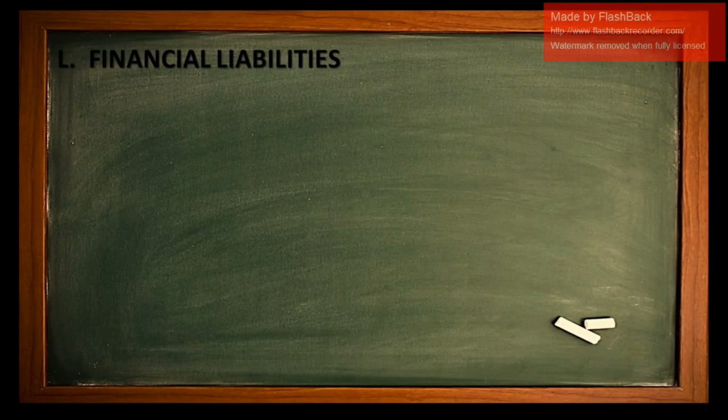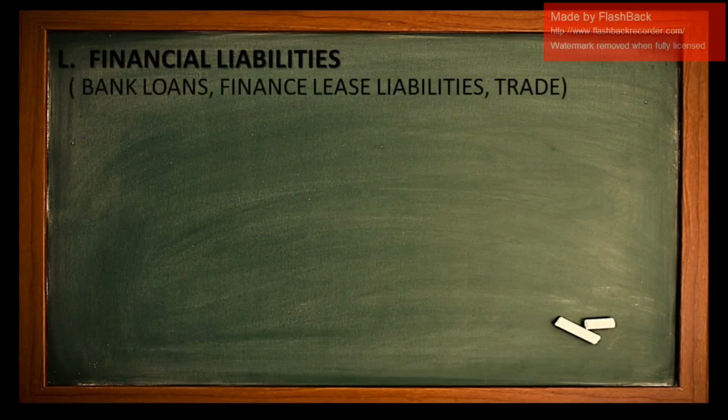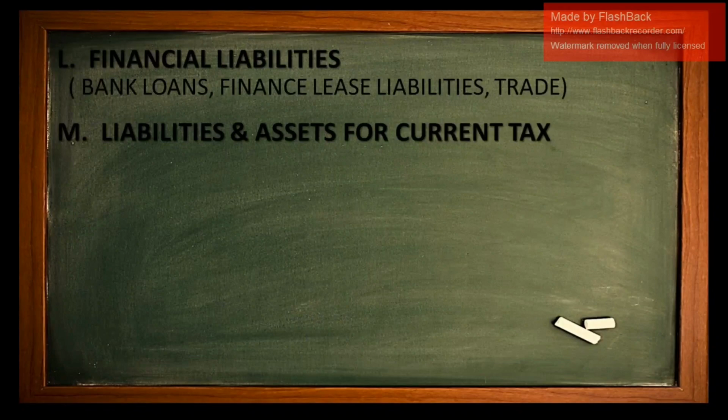They use this cash to fund their business. Kumbaga, financial liabilities is mga about sa cash na ginagamit ng business para mapondohan yung business nila. So, papatak siya sa example ng bank loans, finance lease liabilities, and trade. Mga utang na ginagawa ng isang business para mapondohan ang kanilang business. Mas mapa-expand pa ito. The next one is liabilities and assets for current tax.